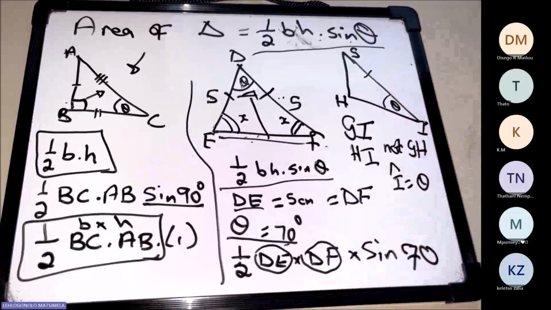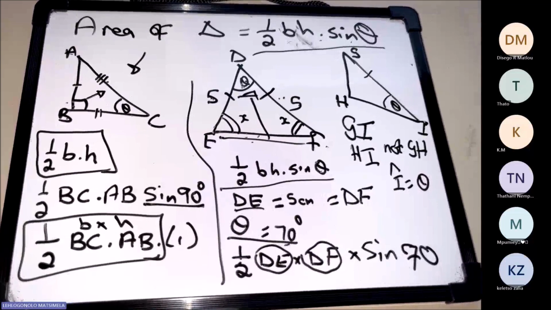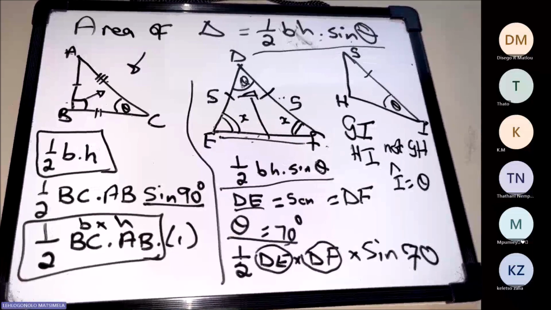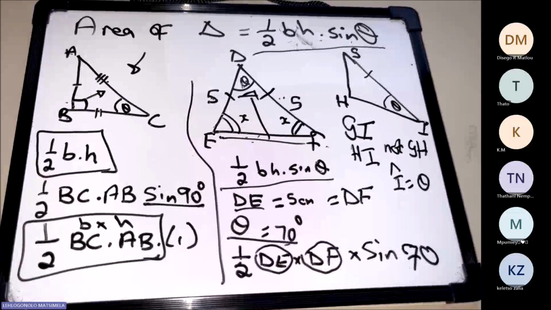So every time they want the area of a triangle, make sure that you have two sides known, and at least one angle that is opposite to the side that is not known. That is always the case. Please don't forget that.